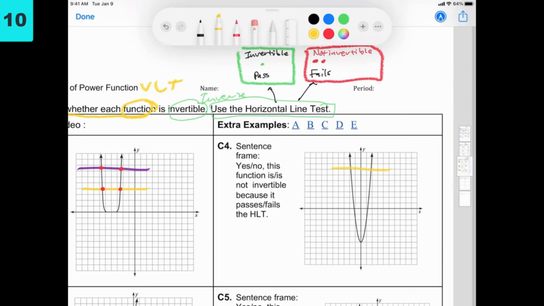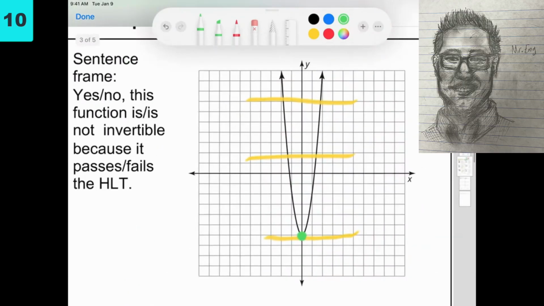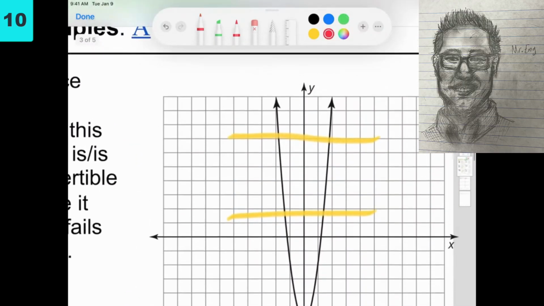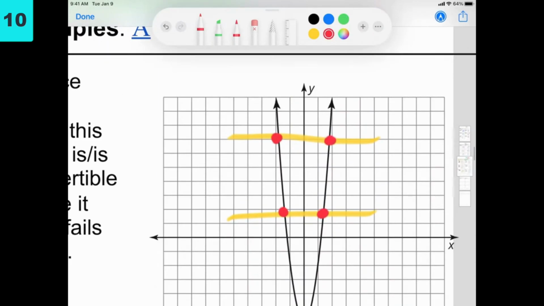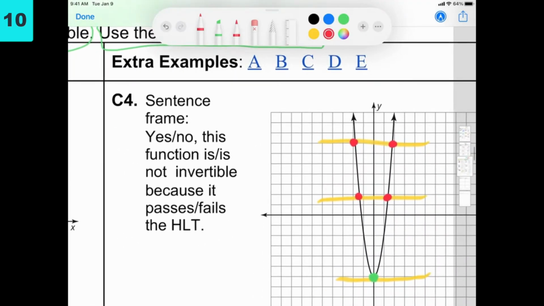You can put them anywhere you want. These are horizontal lines. Okay, down here, this one passes because it's only going through one point. That's actually the vertex. But at these other locations, they fail. So, no, this is not invertible because it fails the horizontal line test.